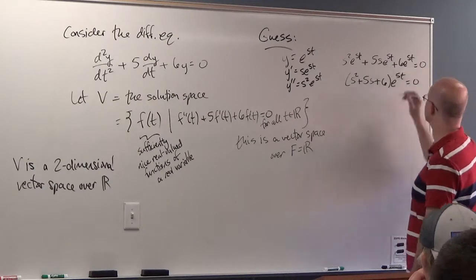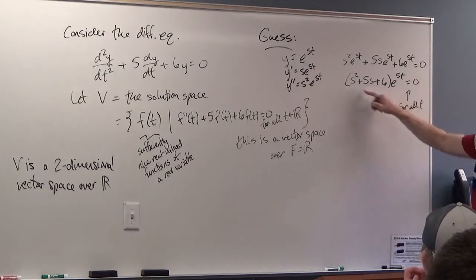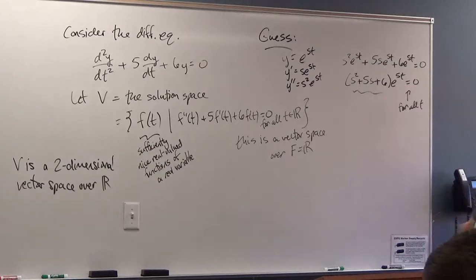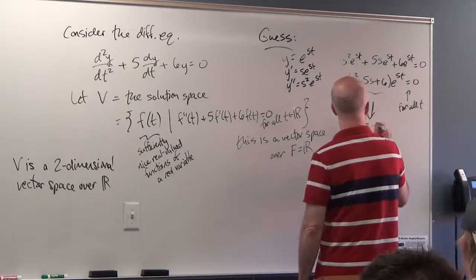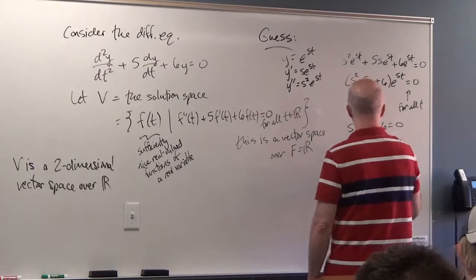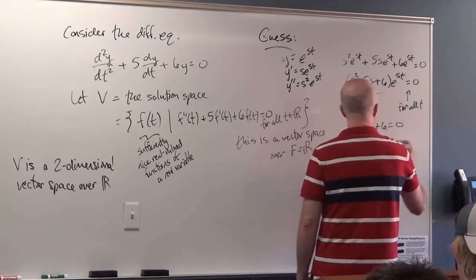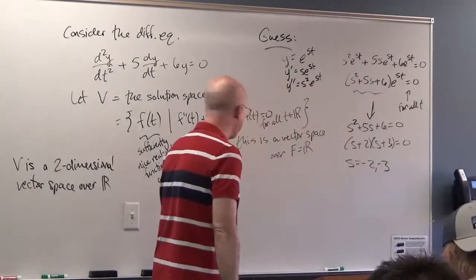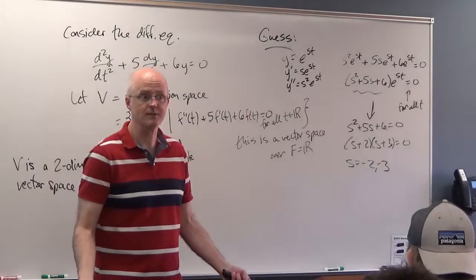The only way this is going to be 0 for all t is if this thing right there is 0, because e to that power is never 0. This means s squared plus 5s plus 6 must be 0. That's an algebra equation that can be factored. s could be -2 or -3. And that does mean that e to the -2t and e to the -3t are solutions.